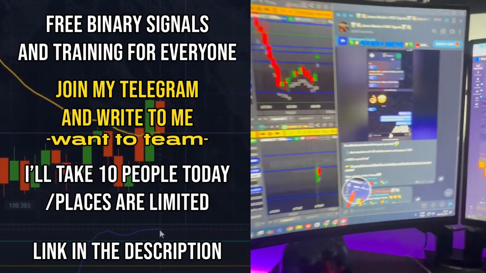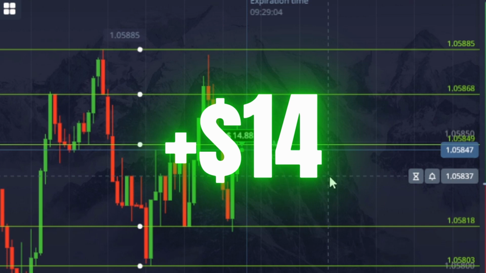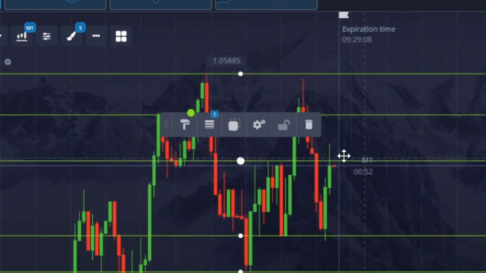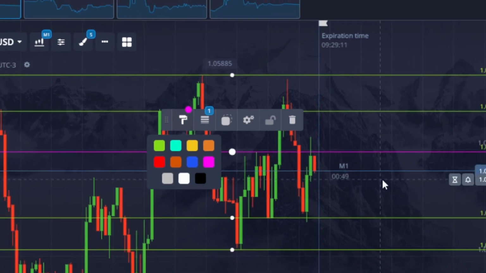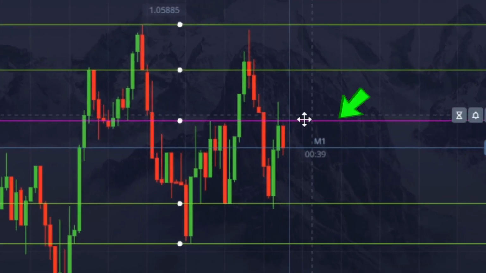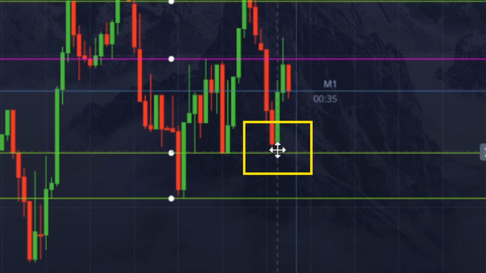See you there, guys. And first position done, guys, in EUR/USD. Right? Perfect. Now we have $14.88. That's good. Let's change the colors for this line right here. Okay? And guys, there's a resistance zone here. If the price returns to the zone and doesn't break through, I might enter a short position.